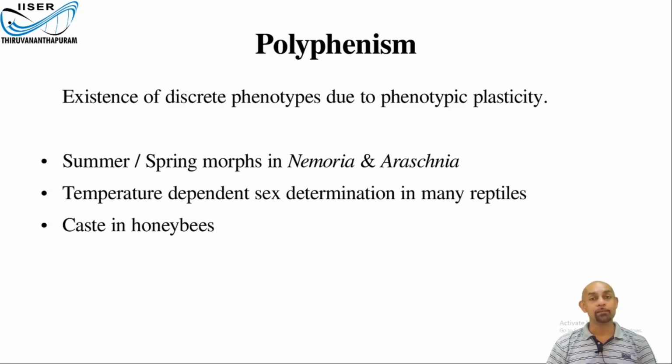Now, the female can either dig deep or it can dig a very shallow pit and lay eggs. Depending on how deep it has dug its pit, the temperature will vary. And depending on the temperature, they can be either only males or only females, or at an intermediate depth, you can have an equal proportion of males and females. This is an extreme example of phenotypic plasticity, I would say.